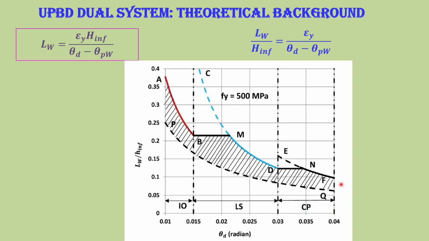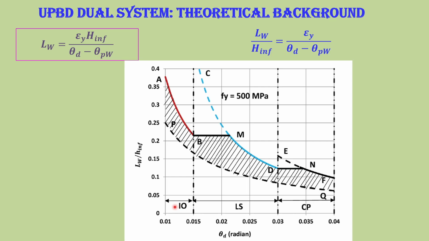So considering some suggestions given in the FEMA documents and other documents, we consider IO to be say 1% to 1.5%. You can also say IO to be 0 to 1.5%, but 0 to 1% level is very stringent and may not be required in all practical buildings. So we start with 1% drift and finish at 1.5% drift, which covers the range for IO buildings. Similarly, LS buildings are covered from the drift of 1.5% to 3%, and the CP buildings from 3% to 4%.